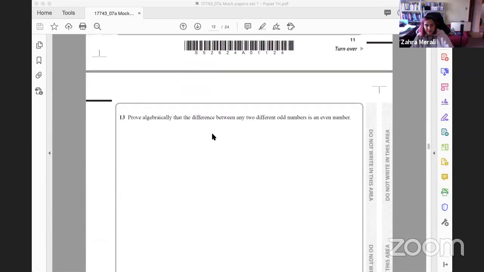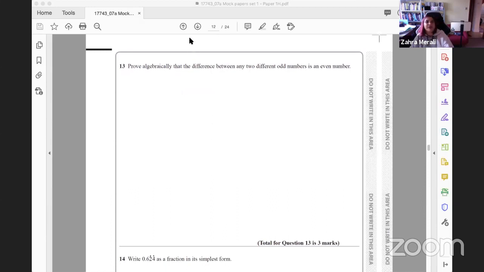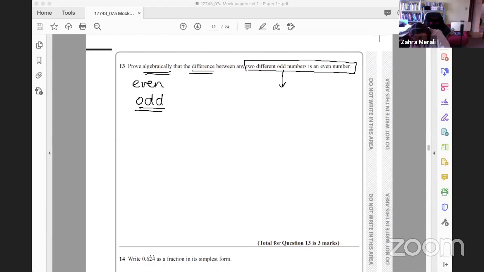Right. This is proofs. Prove algebraically the difference. I think we did this question on a different lesson when we looked at things algebraically. And so we're looking at odd numbers. So if you remember, whenever we're doing proofs and we see an even number, we're going to write 2n or 2m or 2 something. And an odd number is the even number plus 1. But we want 2 different odd numbers.